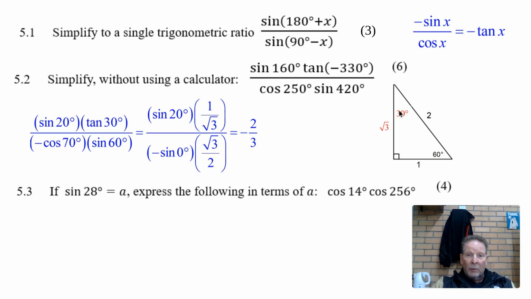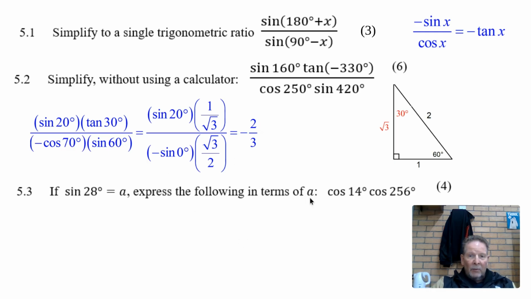The sine of 30 degrees is 1 over root 3. And the sine of 60 degrees is root 3 over 2. It's opposite over hypotenuse. Now you tip in times. Root 3 times root 3 is 3. And 2 times 1 is 2. And this negative survives here, so it's just minus 2/3 is your answer.